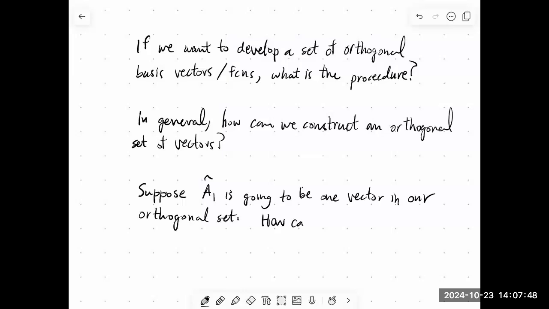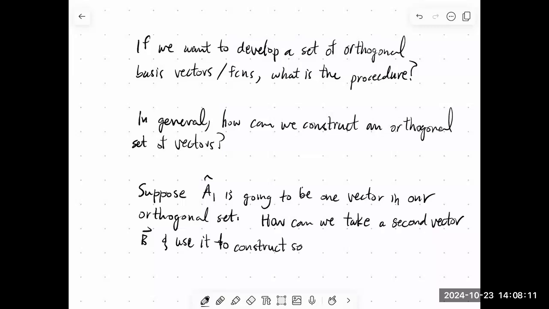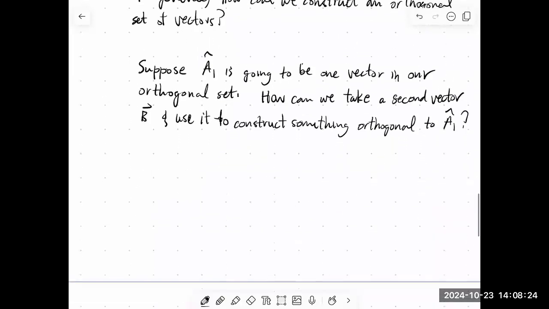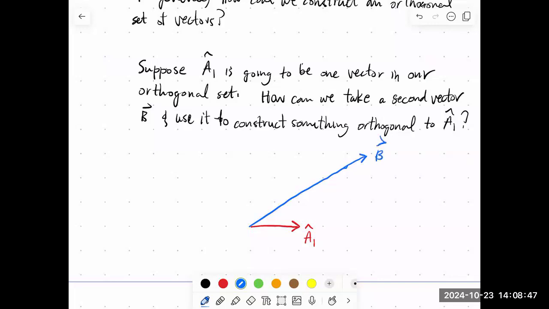So how can we take a second vector, B, and use it to construct something that is orthogonal to A1 hat? All right, so let's draw some pictures. A1 hat is arbitrary, so I'll say it's this vector A1 hat. And then let's suppose that our vector B is some other vector, something like this, B. It's clearly not perpendicular to A1 hat.